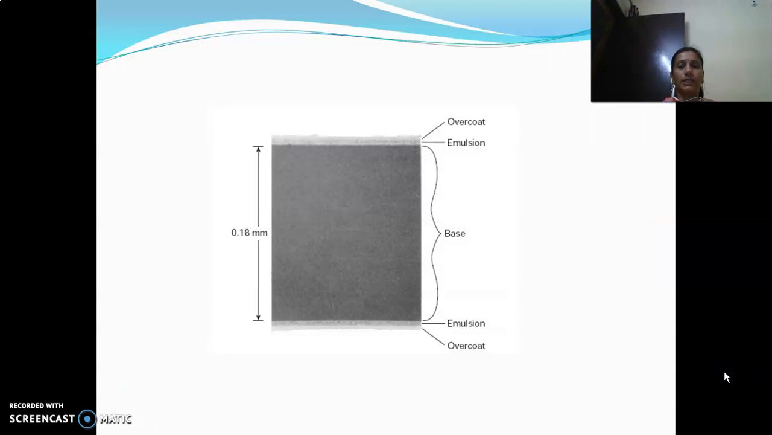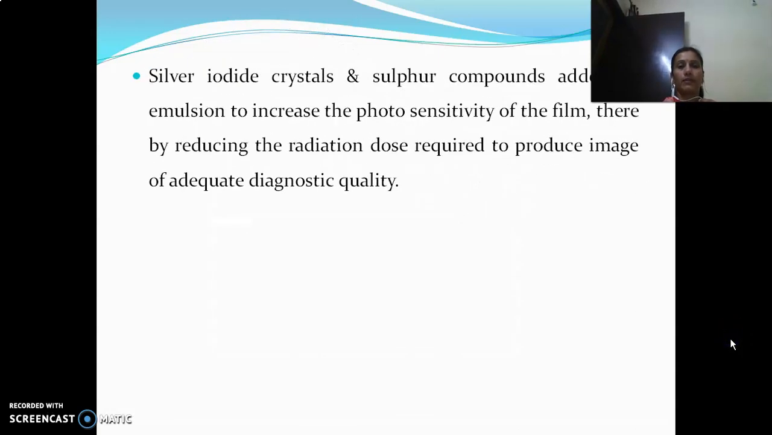So this is a diagram depicting the composition of the X-ray film. In the center there is a base, on either side it is coated with emulsion. The emulsion is supported by an overcoat. The silver halide crystals contain silver bromide and lesser quantities of silver iodide crystals. Along with that, some sulfur compounds are added to the emulsion to increase the photosensitivity of the film, thereby reducing the radiation dose required to produce an image of adequate diagnostic quality.